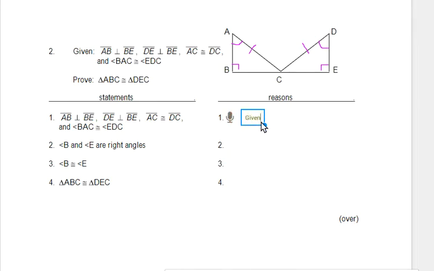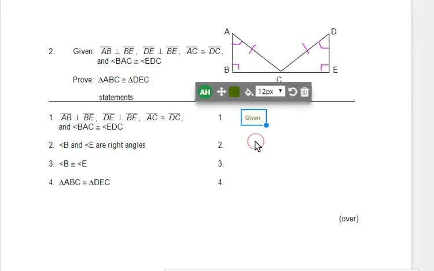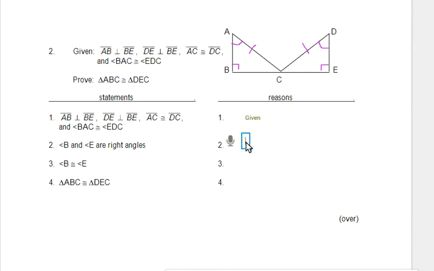Again, our first reason is given. Our second reason, angle B and angle E are right angles because of the definition of perpendicular lines. And then for number 3, we can say that angle B is congruent to angle E because right angles are congruent.